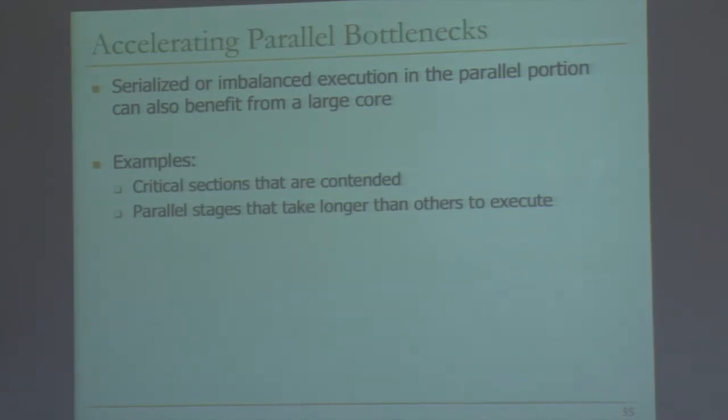Some of the examples are critical sections that are contended. If you have a critical section that's really contended, that's really serializing a lot of other threads, you can say, oh, let me ship this to the large core, such that the large core can execute it quickly and get out of it quickly.